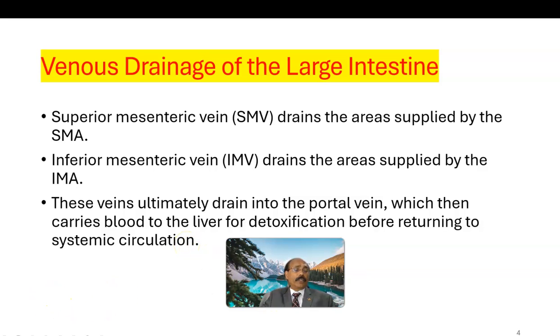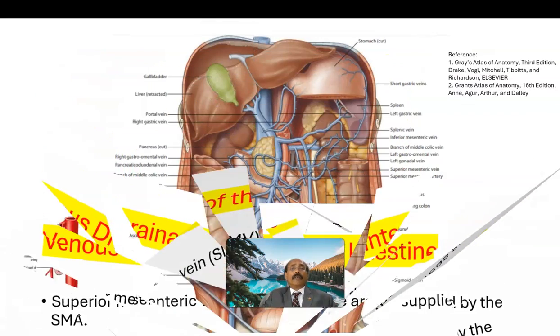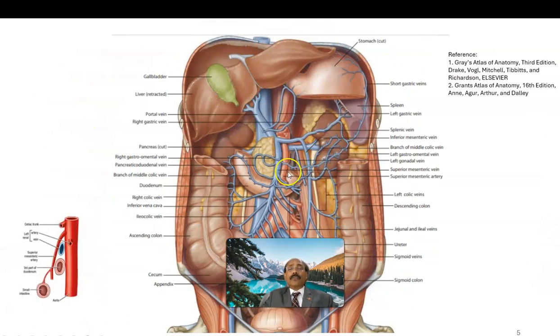Okay, we got that. Systemic circulation from the liver will be getting the hepatic vein going to the inferior vena cava. So this is the superior mesenteric vein passing over the third part of the duodenum. This is the superior mesenteric vein. This is the inferior mesenteric vein.